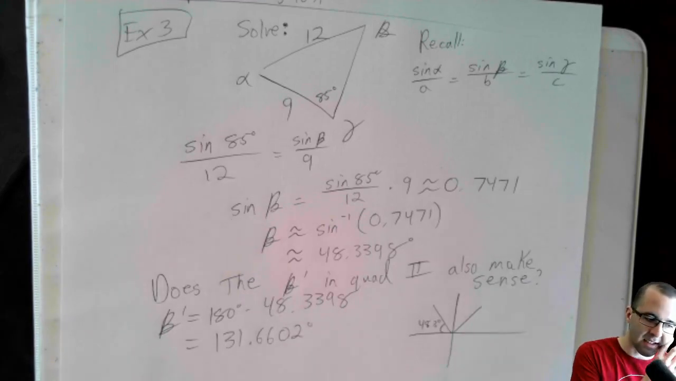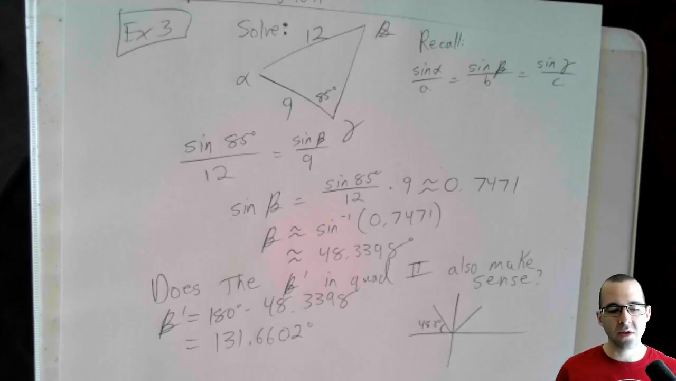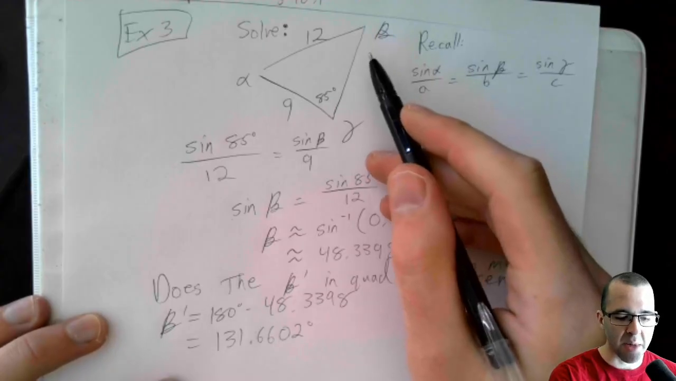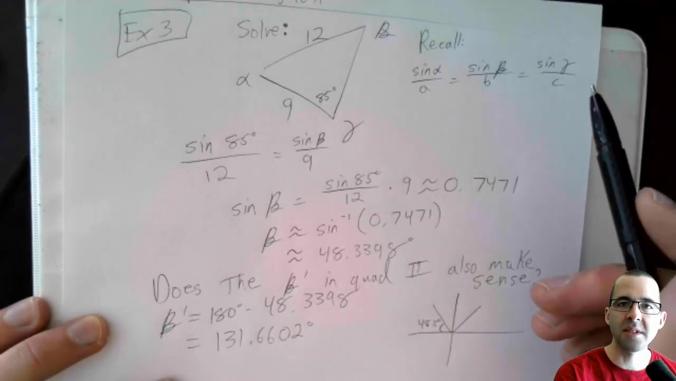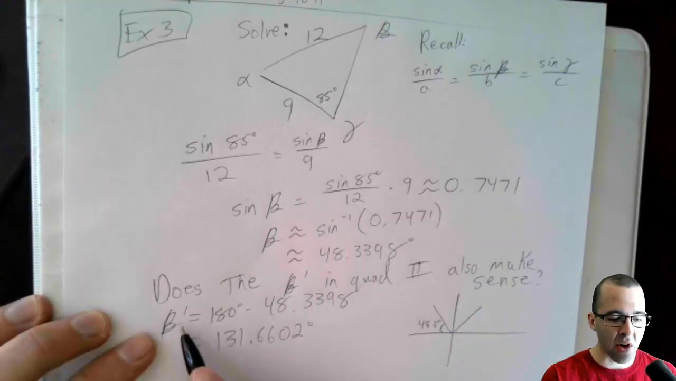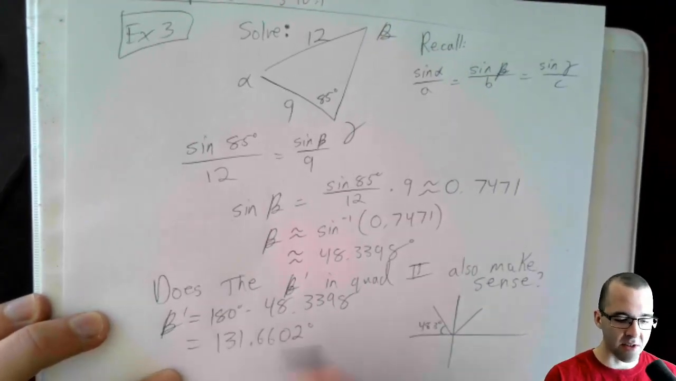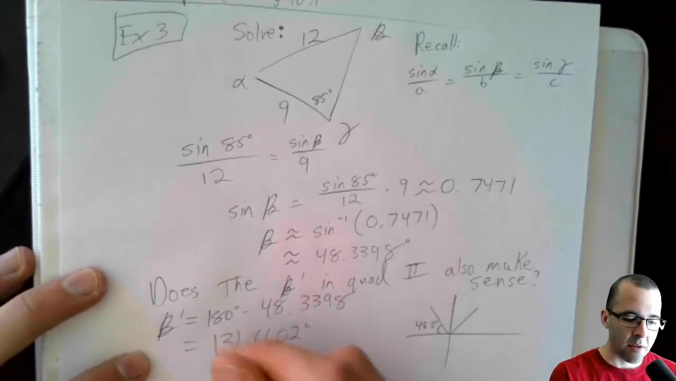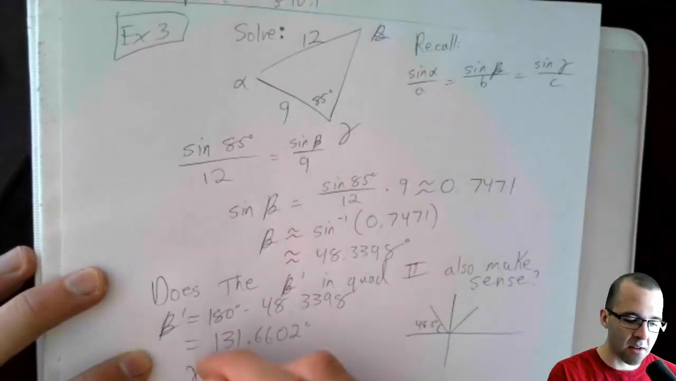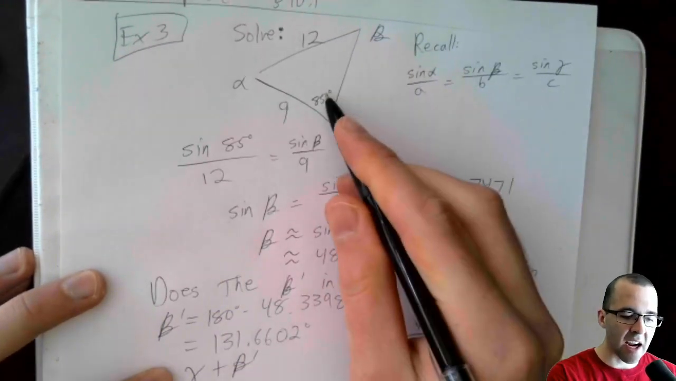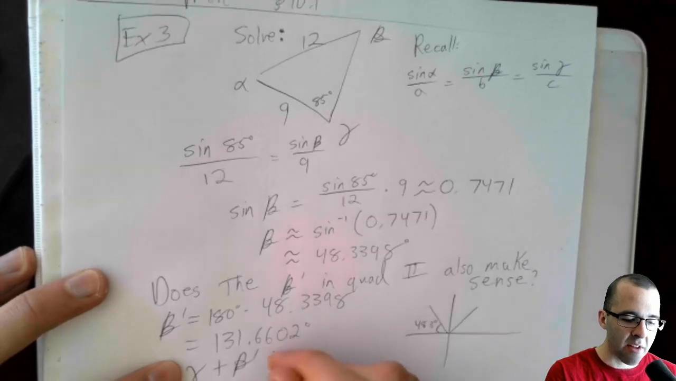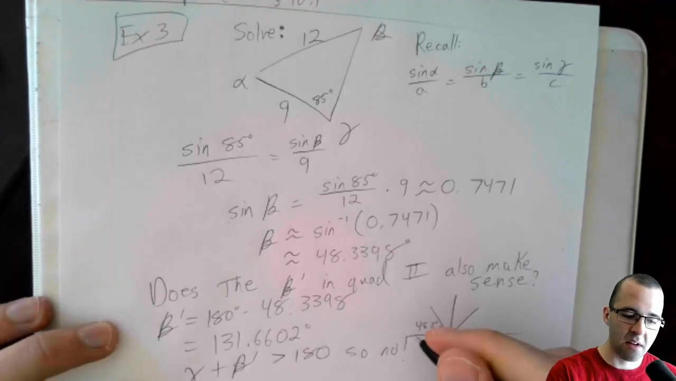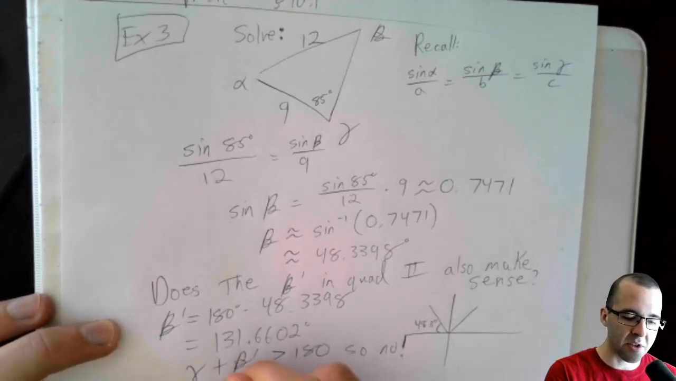So does this make sense as a second answer, a second solution for the triangle? Could beta be that big? There's two reasons why the answer is no. That beta prime is not an okay angle. One, notice that if we take gamma plus beta prime, that's 85 degrees plus 131. That's more than 180. So no, it does not make sense. Only one solution here.